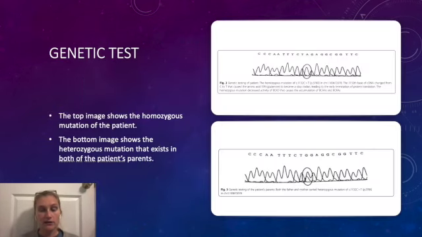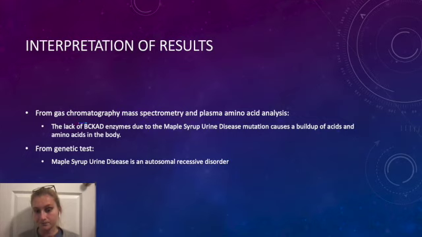And the other test was a genetic test. So the top image shows the homozygous mutation in the patient, and the bottom image shows the heterozygous mutations that exist in both of the patient's parents.